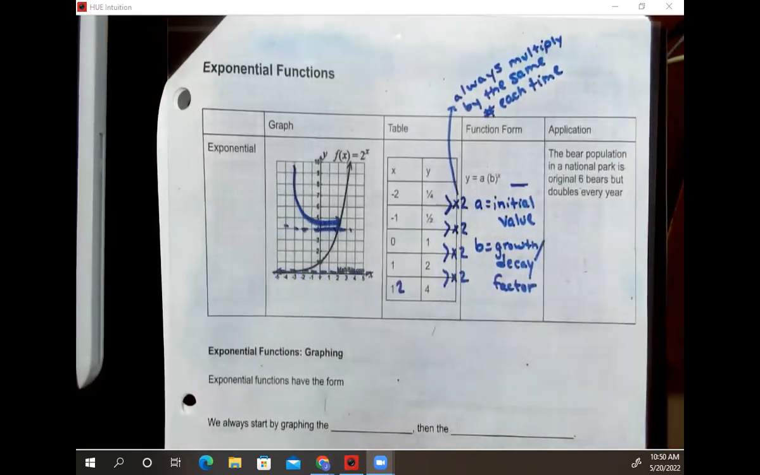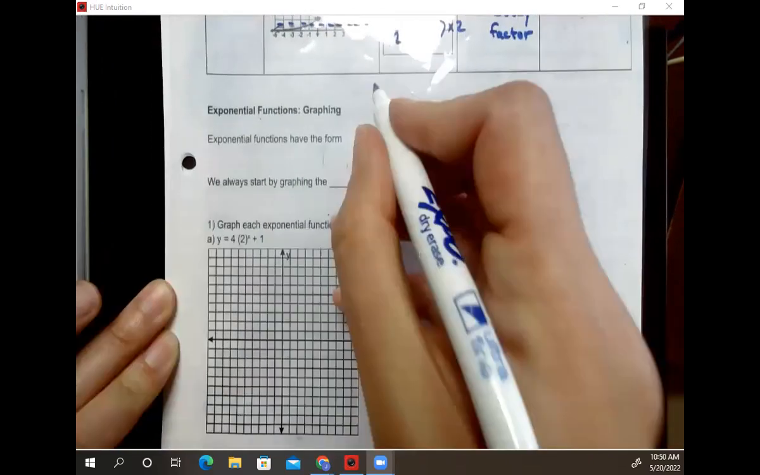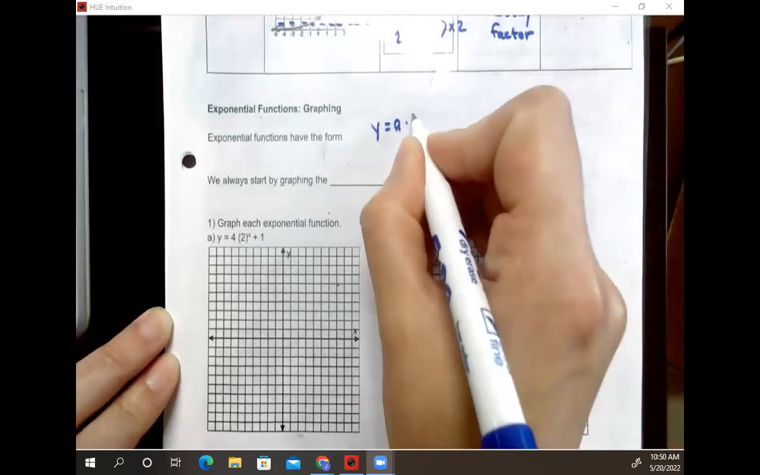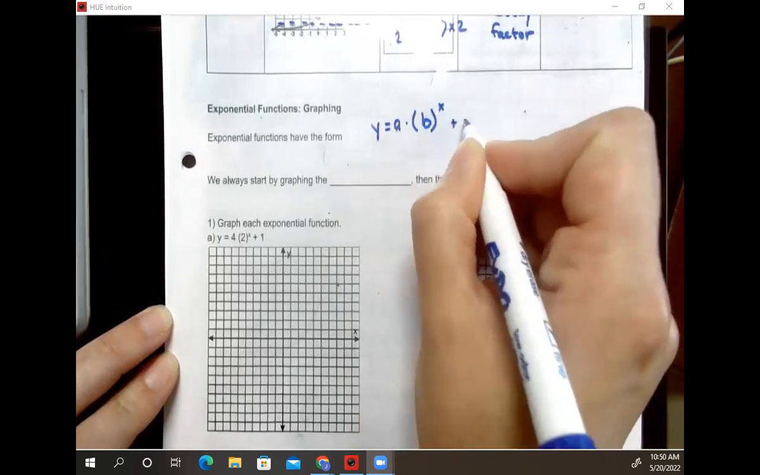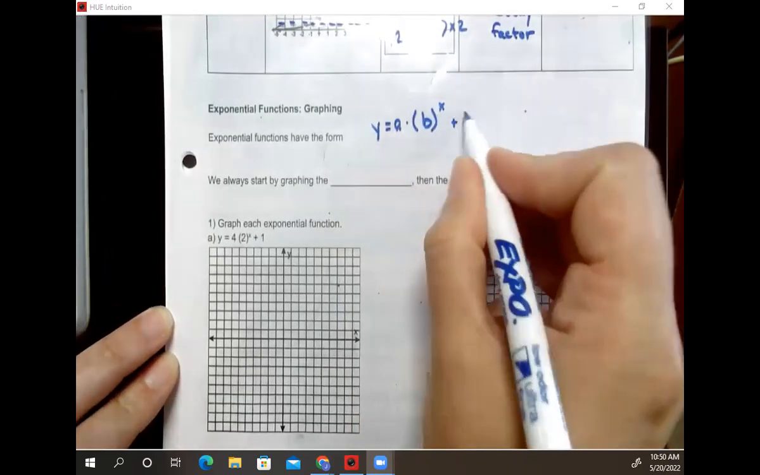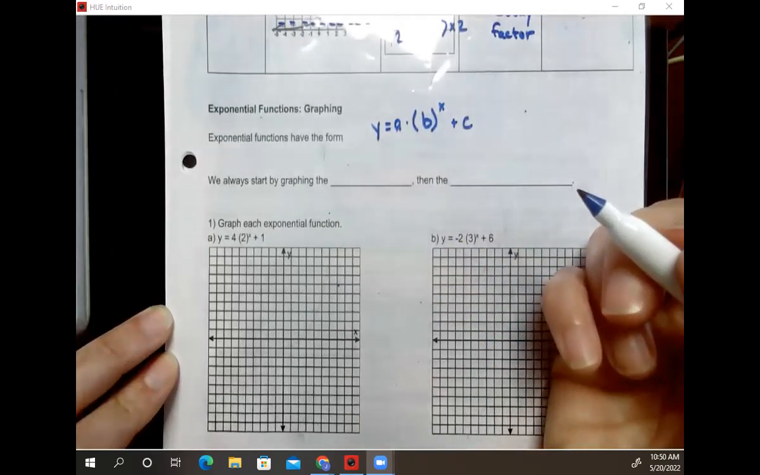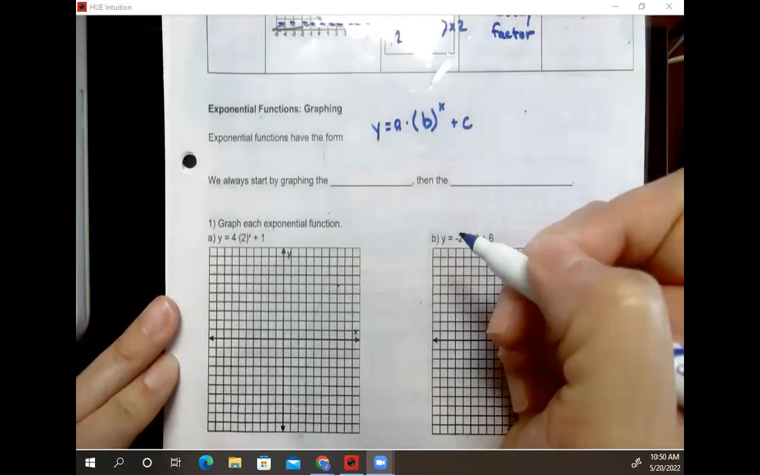Okay. Today our focus is going to be on graphing exponential functions. So again, we're looking at exponential functions with the form y equals a times b to the x. And then I'm going to throw a plus c here at the end. Sometimes we have this number, some sort of constant term that we add or subtract at the end of our function. Remember, that's an important piece of information when I'm graphing.